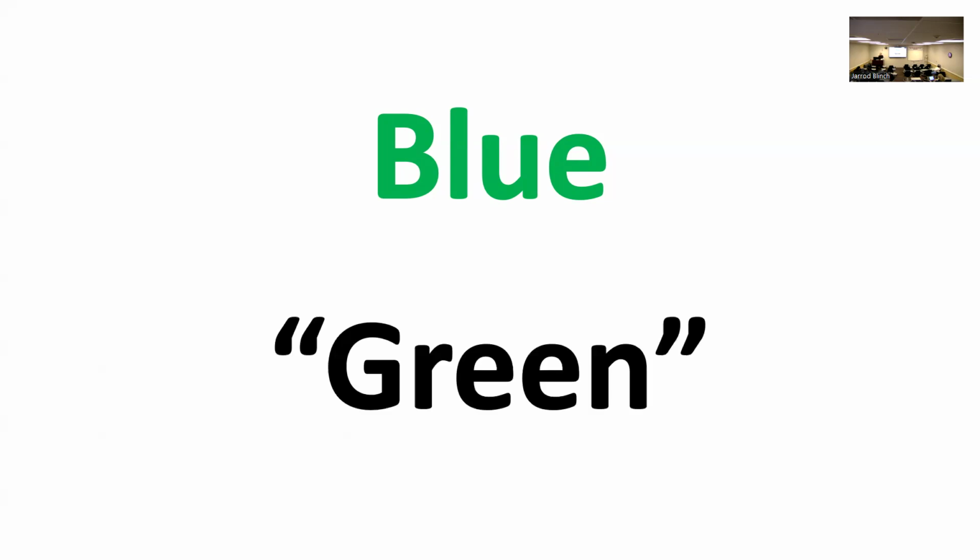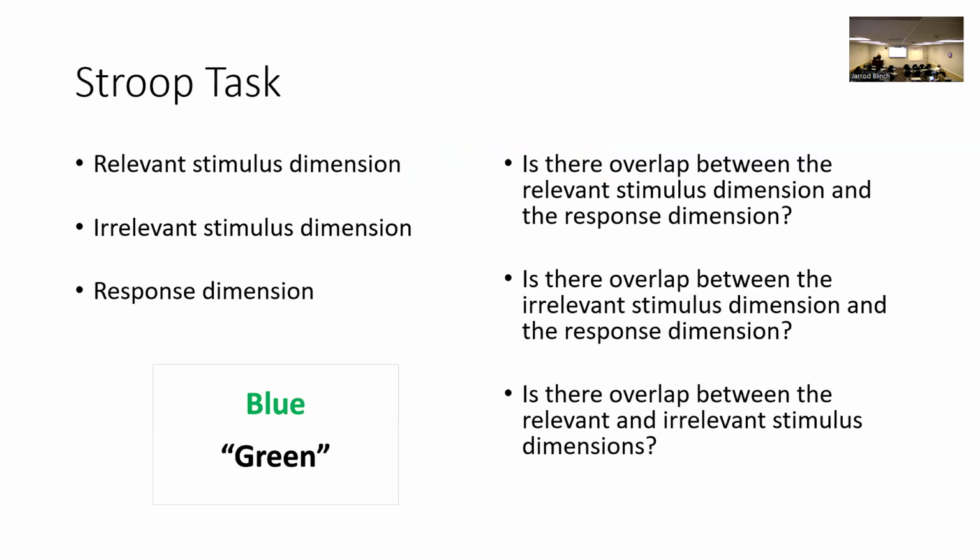So you kind of have to suppress saying blue, that's the automatic response, and say green, the ink that it's written in. So here, the relevant stimulus dimension is the color of the ink, or color of the text. The irrelevant stimulus dimension is the actual word, and the response dimension, well, what you're trying to say is the color. So here, color is involved in all of them. So there's going to be overlap here, overlap here, and overlap here.